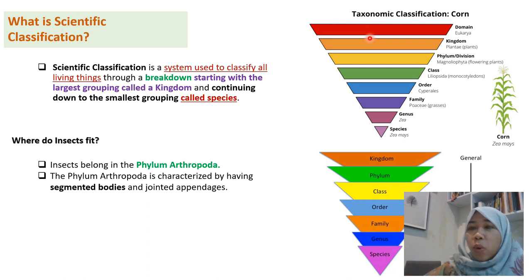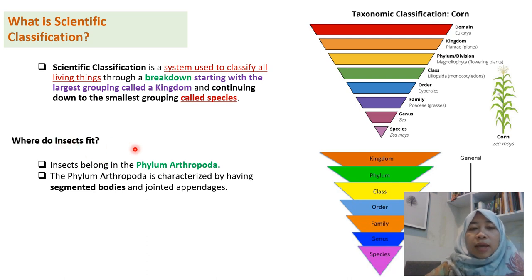For example, in corn, this is the general grouping, and then it breaks down into specific groupings: domain, kingdom, phylum, class, order, family, genus, and species. And the species name is written in italic. So you have to write it in italic on a laptop, or you can underline when you write the species in handwriting. Okay.